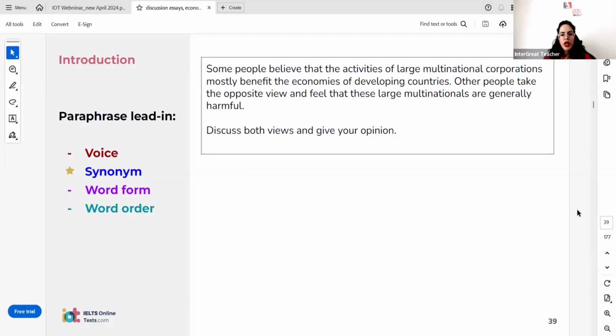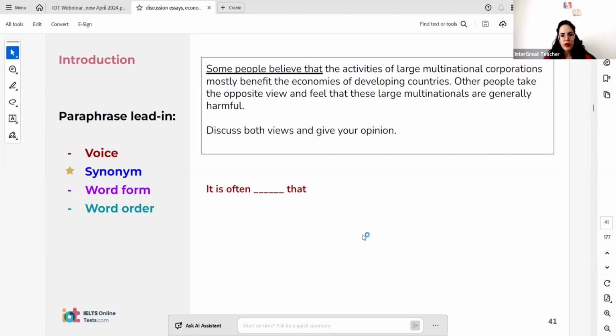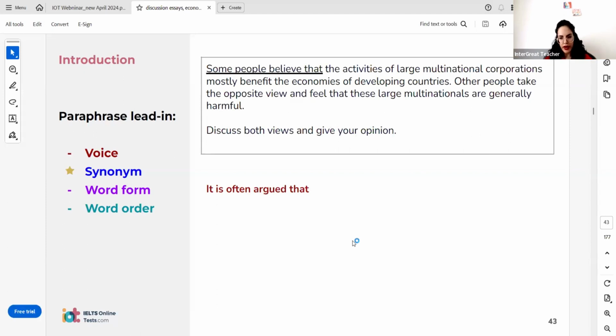Now, let's do it. I am going to, by the way, pay attention to the colors, okay? Because what I'm going to write is color coded. So, for example, if I use blue, it means I'm looking for a synonym. If it is purple, I'm changing the word form, okay? So, help me. It is often, now it is red. So we are changing the voice. We've already done this. So let's move on. Yes, it is often believed that or argued that. I'm trying to use both synonym and change an active voice into passive. So it is believed that, then I change believe into argued.